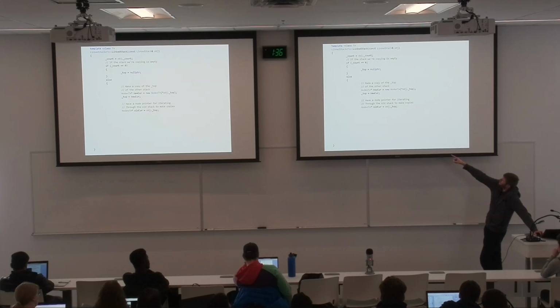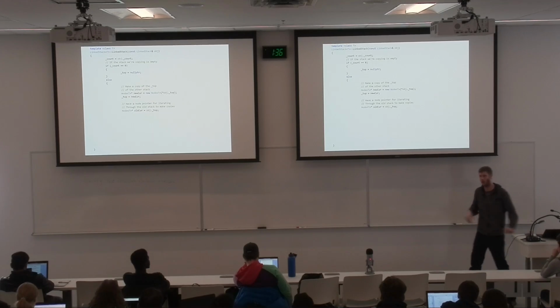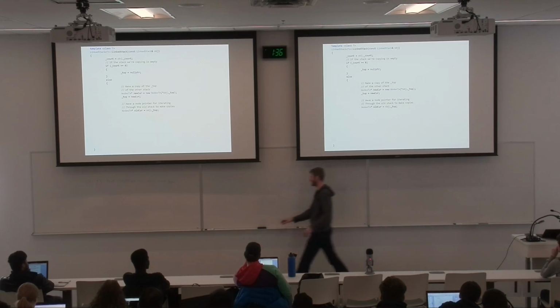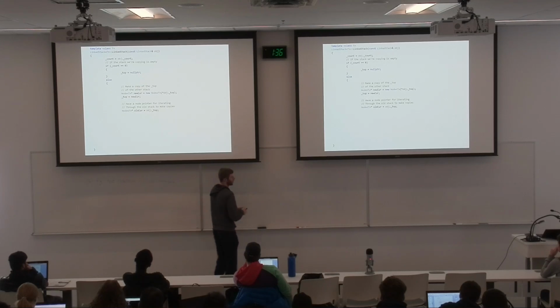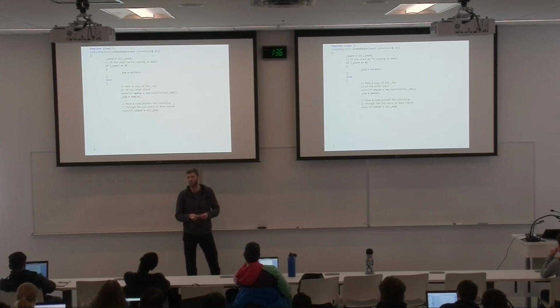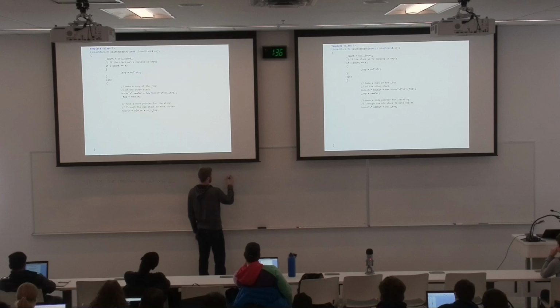Then we create an old cur. What's this old cur? A node pointer for iterating through the old stack. Makes sense. So we've got some old stack here, calling it old, the one we're copying from. We have a top.